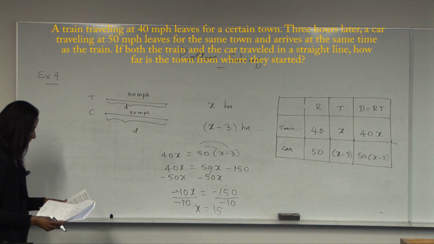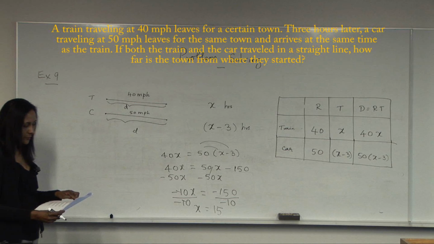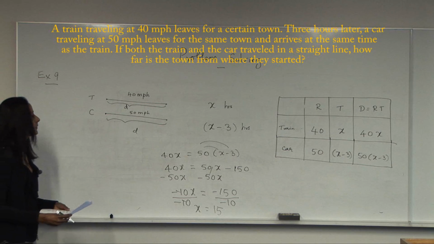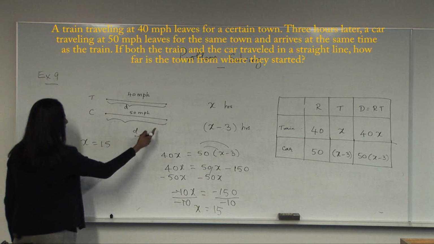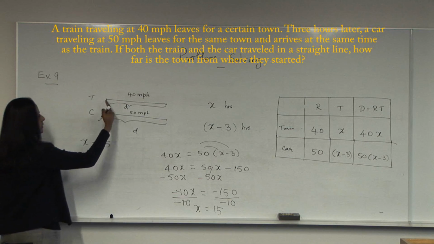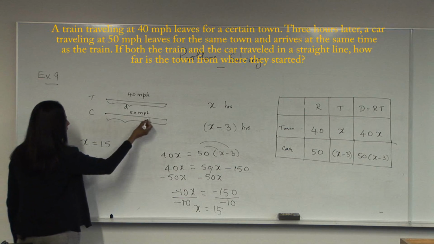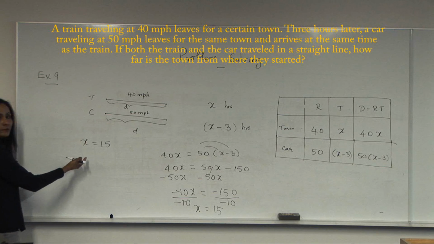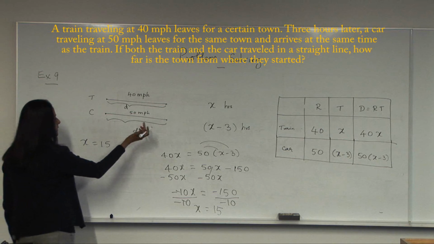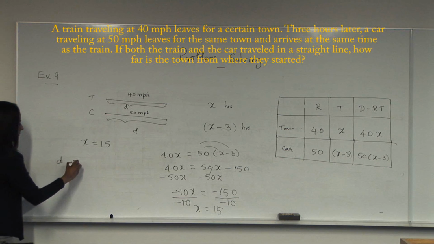What was the question here? Let me read the question. How far is the town from where they started? So we got x is equal to 15 here. How far the town is from where they started, the train and car. So what is the 'how far'? We have to answer for what? The distance. So we are not done yet here, right? So what is the distance? How far? So we have to find out.